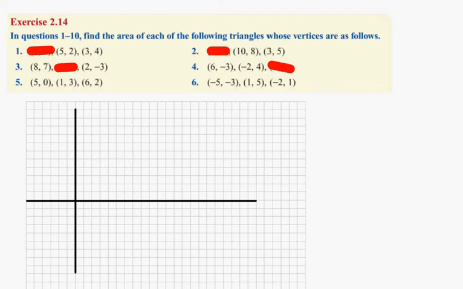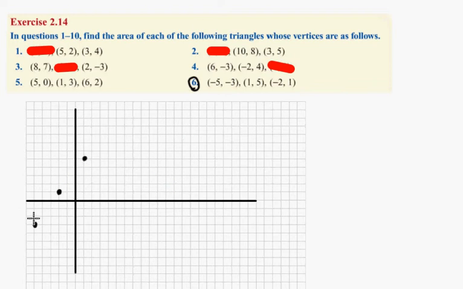Now, when we get to question 6, we see that we have to get the area of a triangle. One point is located at -5, -3. Another is located at 1, 5: 1 across, 5 up. And finally, the last point is -2, 1, which is this point here.